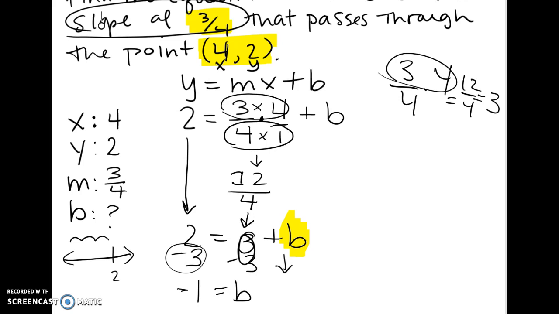I will write this into y equals blank x plus blank. My b, which I just found, is negative 1. And my slope was already given to me, and that is 3/4.